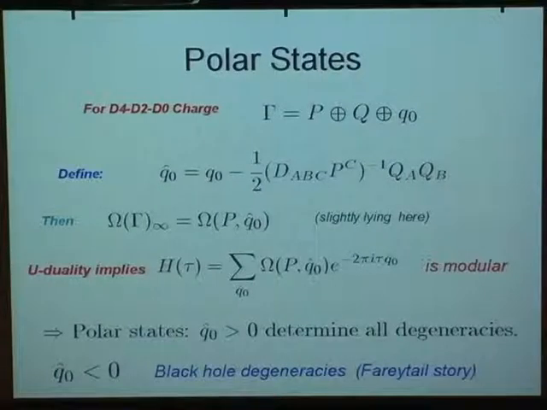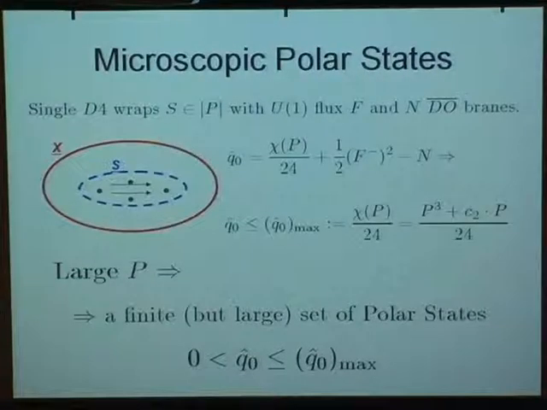So the polar terms are Q naught hat positive. And then the black hole degeneracies, the infinite tail of the series, is Q naught hat less than 0. And those are all determined by the polar states. So we want to understand what these polar states are. So let's understand them both microscopically and macroscopically.